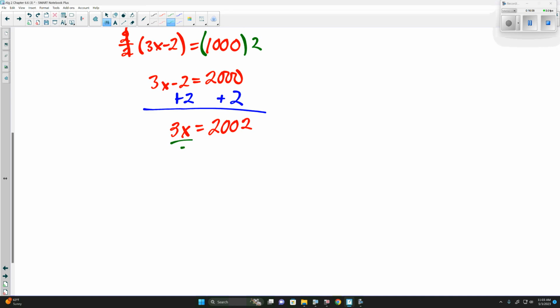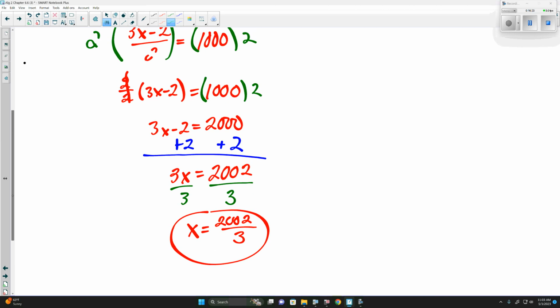Now will 3 divide into 2002 nicely? No. So we get 2002 divided by 3. Divisibility by 3 is kind of nice because if the sum of the digits is divisible by 3, then the number will be also. Questions on how we got to the value of x?